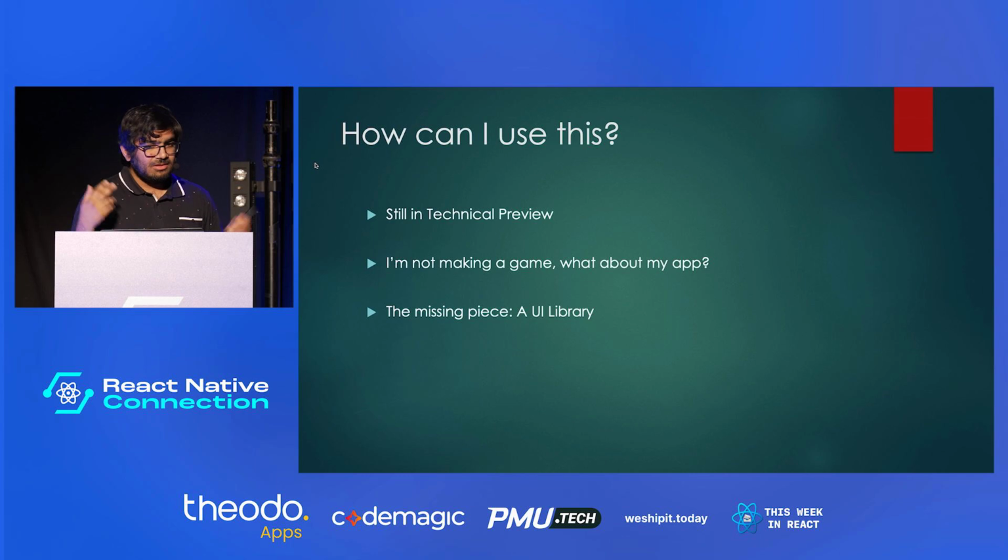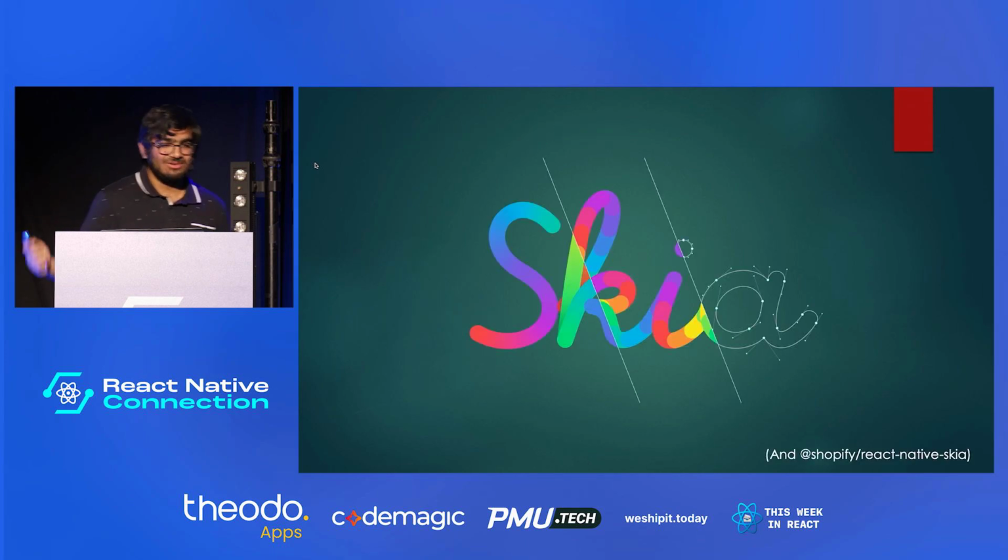And also, if you have an app with buttons and screens, how do you integrate graphics processing in there? How do I write a shader there? And this is where I think we're still missing one piece of the puzzle, which is a UI library with buttons and widgets and everything. And that's where Skia comes in.